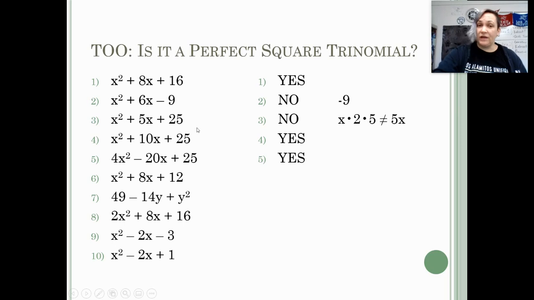Number 5 is also a yes. For number 5, you get 2x times 5 times 2, and that does equal 20. And remember, the middle term is allowed to be negative, so that's okay that it was a negative.